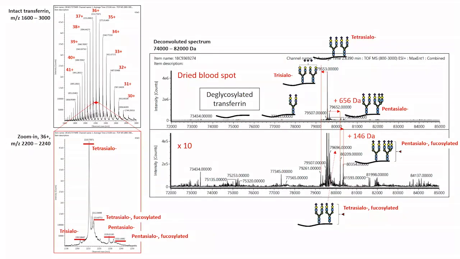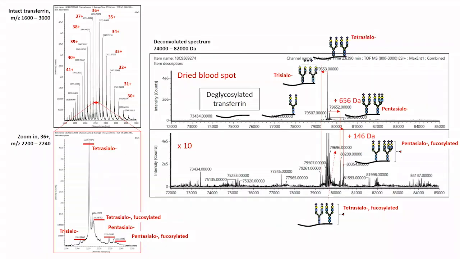So at the end, what we have here is something like this: the tetrasialo form, the most abundant one. This minor peak is the trisialo form. And then this peak is the monoglycosylated transferrin, lacking one of the complex type N-glycans. And then this peak, the 80,000 dalton peak, is the pentasialo transferrin with a fucosylated species right next to it. And actually, we can also see very minor peaks. This is the fucosylated tetrasialo transferrin right here.